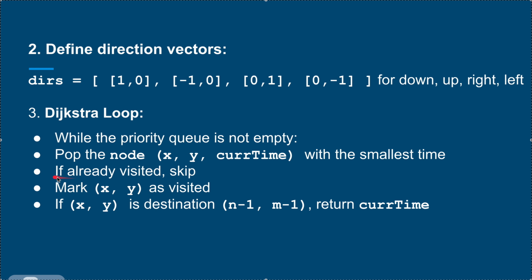For that, we'll check if already visited, skip it. If not, first mark that this is visited now, and then we'll check if x, y is the destination, equal to (n-1, m-1), which means we have reached the destination, and return the current time.